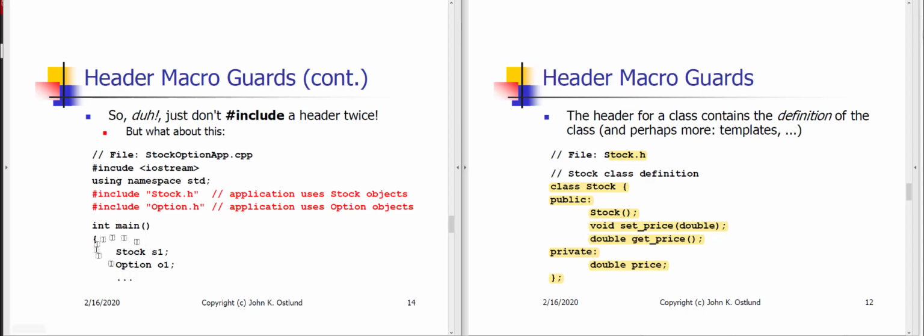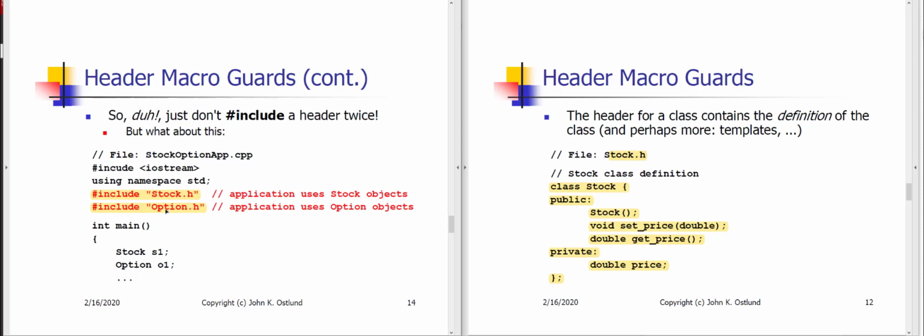Let's suppose that I am writing an application using stocks and using options. Now, because I'm using stocks, I'm going to want to include the stock header. And because I'm using options, I'm going to want to include the option header. The problem that I have, though, is that at least some options are going to be defined in terms of stocks. So it's almost certain that the option header also includes the stock header. Okay, so here I have a situation where, in effect, I'm including the stock header 2 times, but I, developing this application, don't happen to know that.